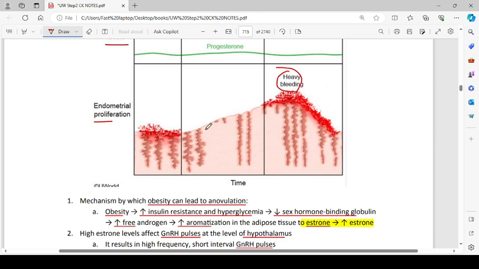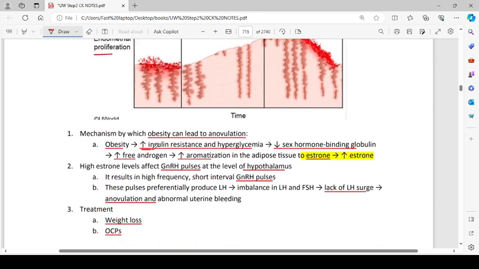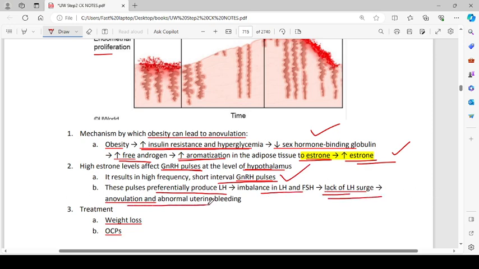Okay, the mechanism by which obesity can lead to anovulation is that obesity causes increased insulin resistance and hyperglycemia, which leads to decreased sex hormone binding globulin and increased free androgen, and increased aromatization in the adipose tissue to estrone, so there will be an increase in estrone level. High estrone level affects the GnRH pulses at the level of the hypothalamus. It results in high frequency, low amplitude GnRH pulses. These pulses preferentially produce LH. Imbalance in LH and FSH, there will be lack of LH surge and anovulation and abnormal uterine bleeding. So this is the mechanism of PCOS as well. You must remember this.